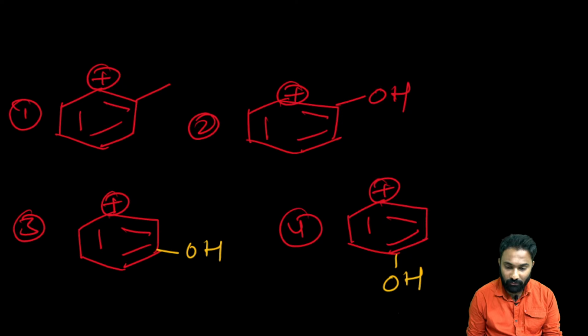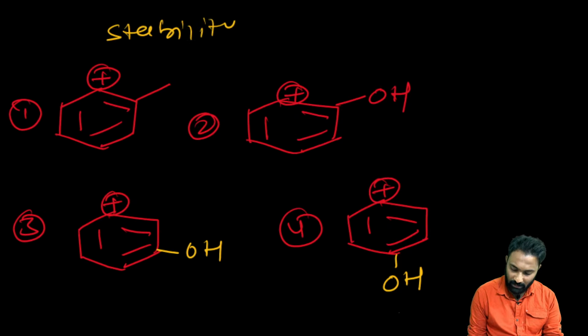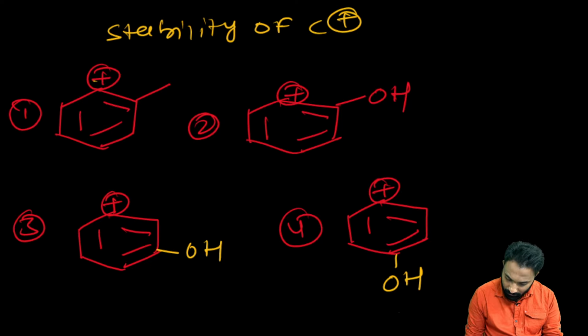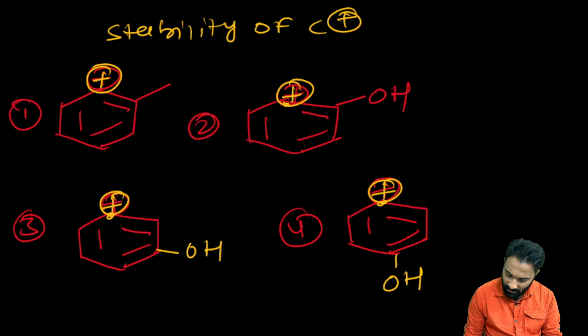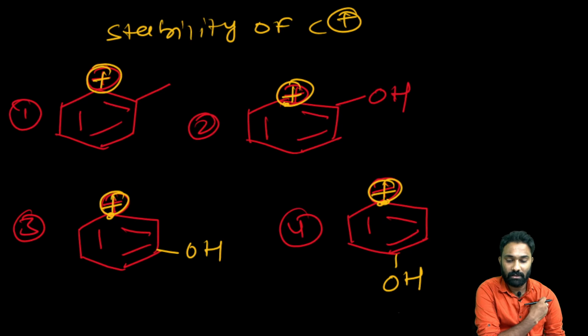Among 1, 2, 3, 4, which is the more stable carbocation? Stability of carbocation. If anyone is live, they can say which is the more stable carbocation among 1, 2, 3, 4.